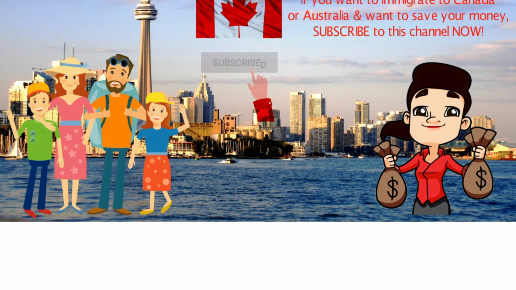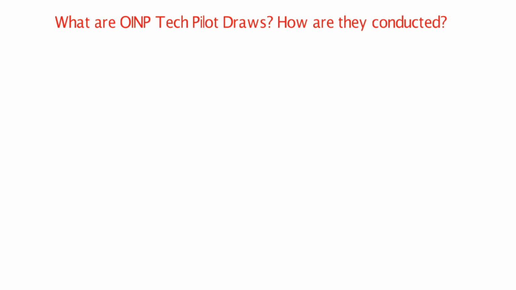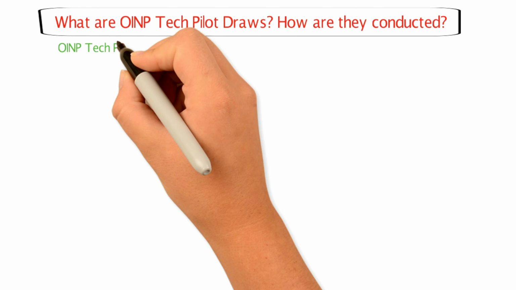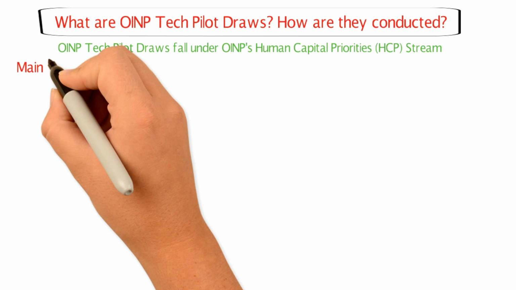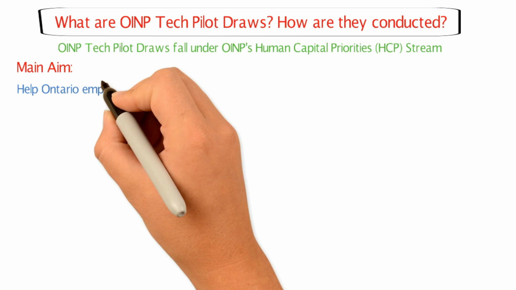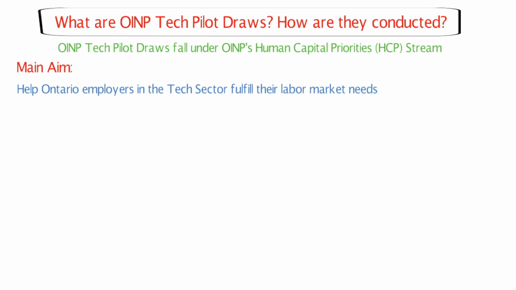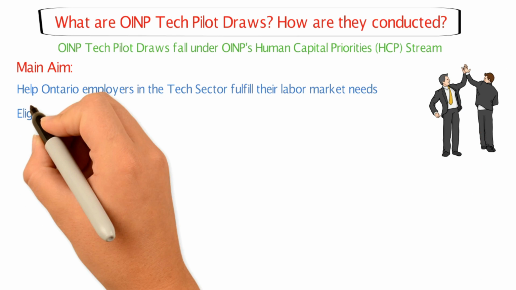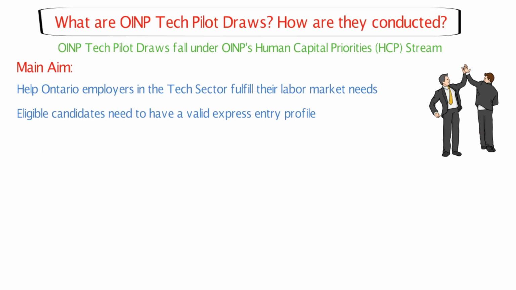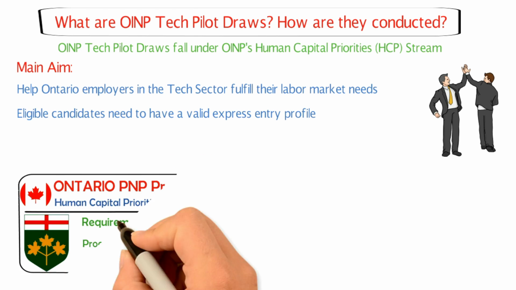Let me start by telling you about the OINP Tech Pilot draws and how they are conducted. OINP Tech draws basically fall under the Human Capital Priority stream, and the main aim of these tech draws is to help employers in the province of Ontario to fulfill their labor requirements in the tech sector. Eligible candidates need to have a valid Express Entry profile since they are picked from the Express Entry pool.